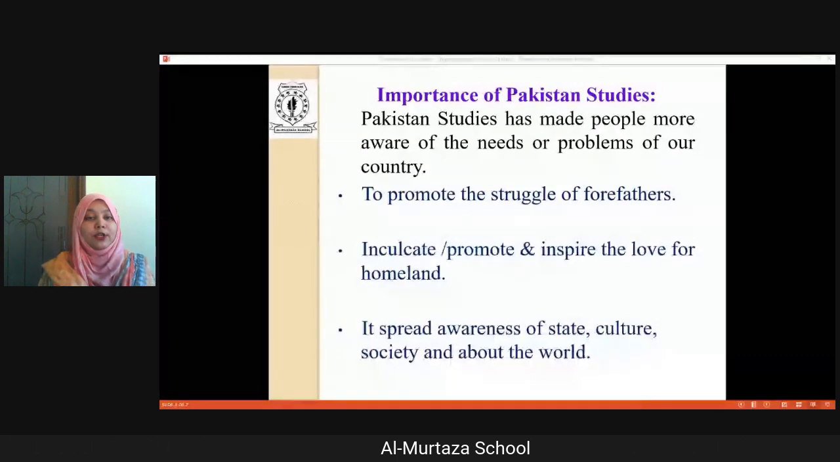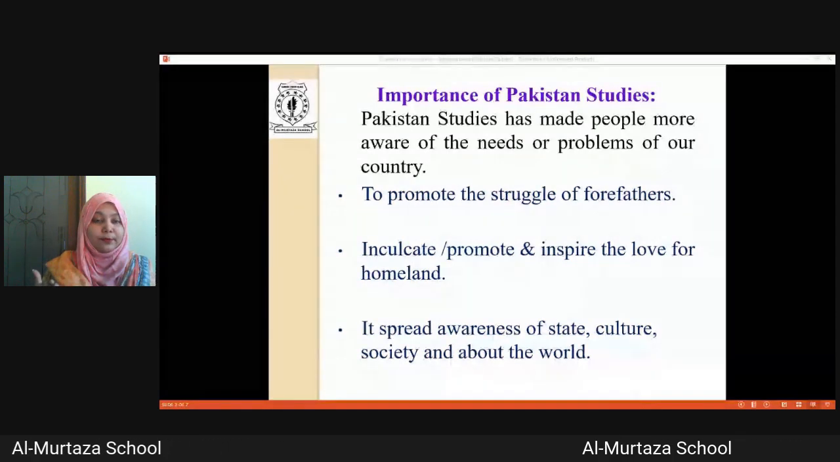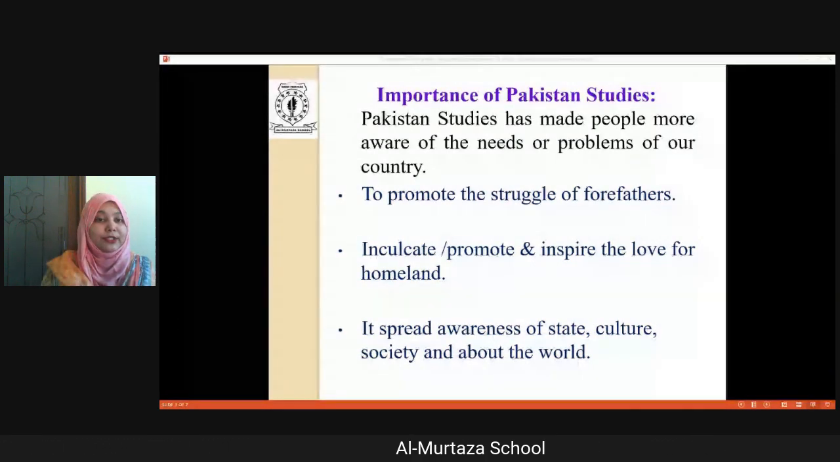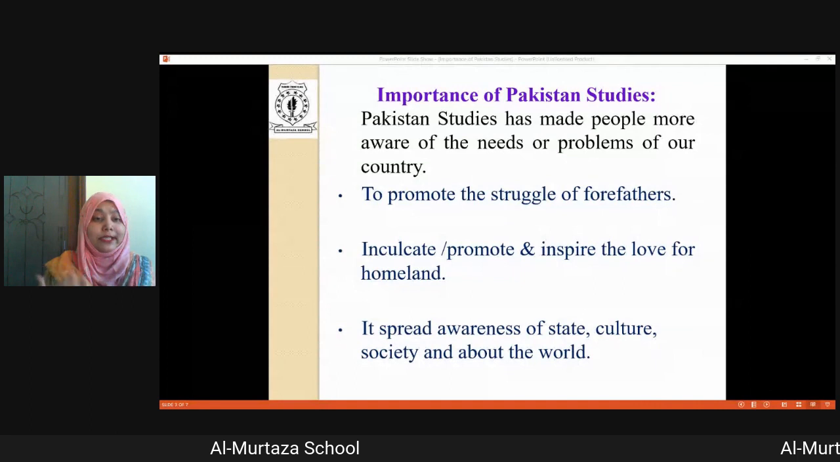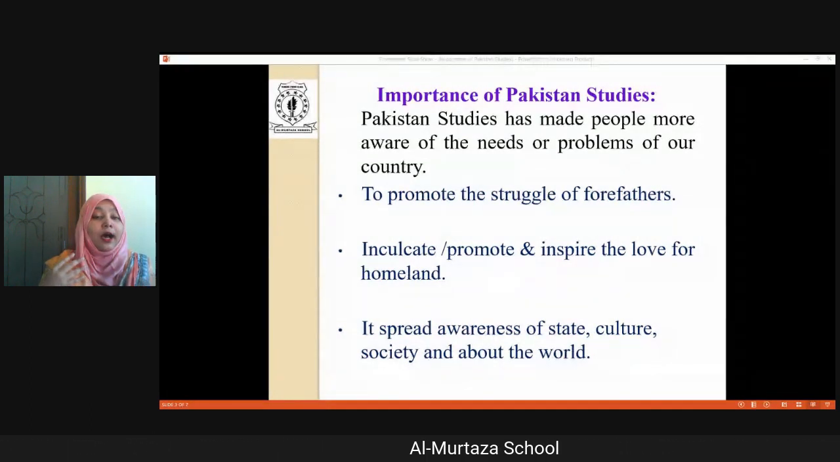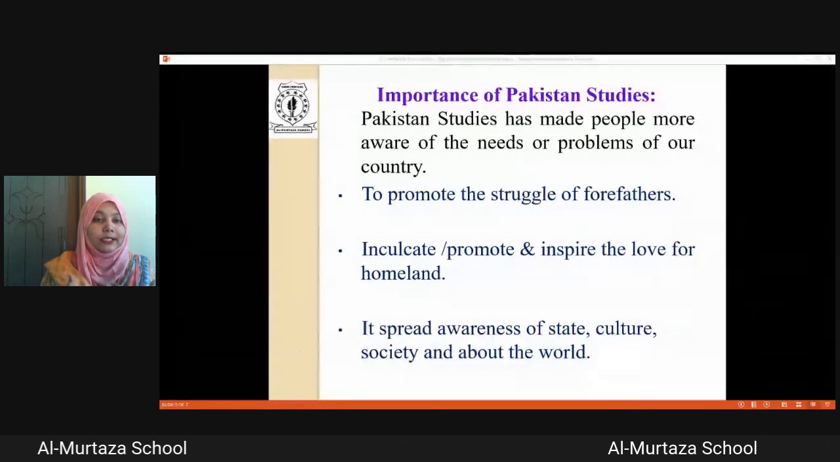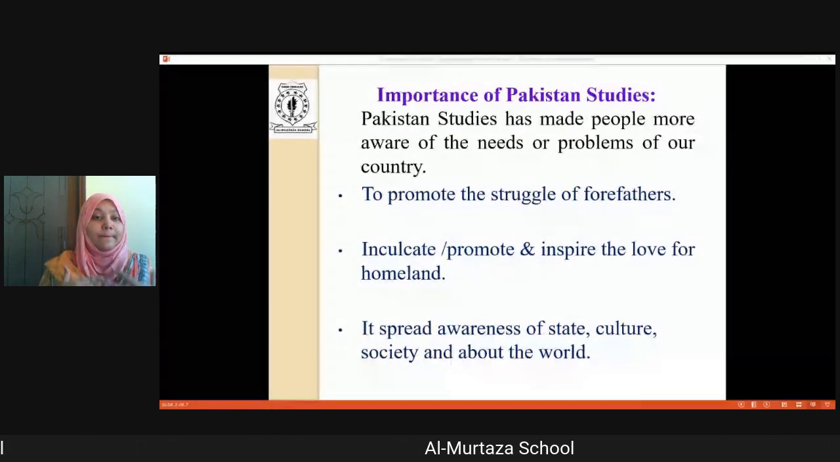It actually tells you in which state you are living and how many cultures are being performed in your state, in which society you are living, how many different sets of people are living in that society, how you have to move with them, how you have to help them. So all these things are categorized under the definition of importance of Pakistan studies.